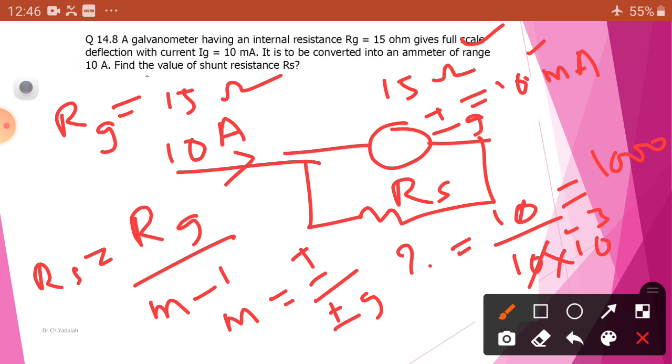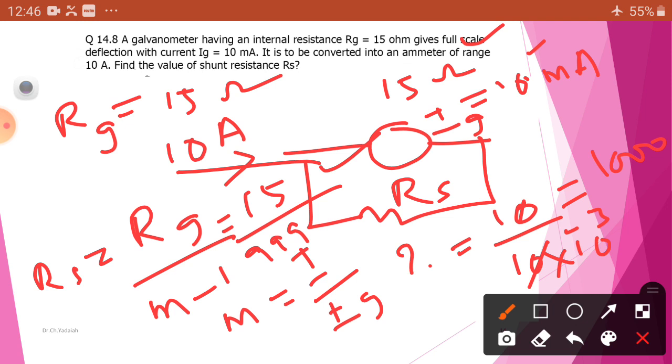Now you substitute here, 1000 for M. What is the Rg? Rg is 15 by M minus 1, that is 1000 minus 1, 999. So 15 by 999 we are going to get this resistance value. You do it in practice.